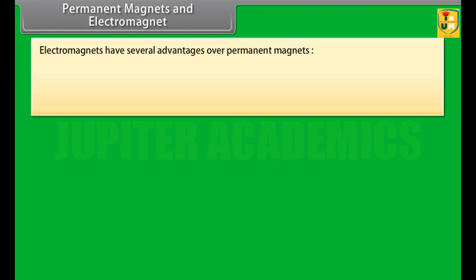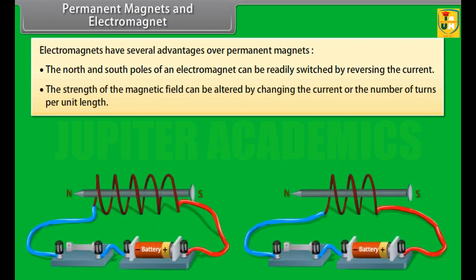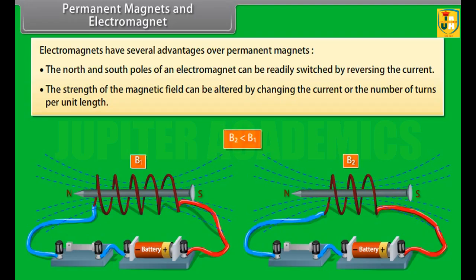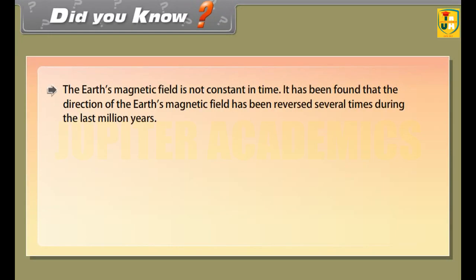Electromagnets have several advantages over permanent magnets. The north and south poles of an electromagnet can be readily switched by reversing the current. The strength of the magnetic field can be altered by changing the current or the number of turns per unit length. Did you know? The Earth's magnetic field is not constant in time.